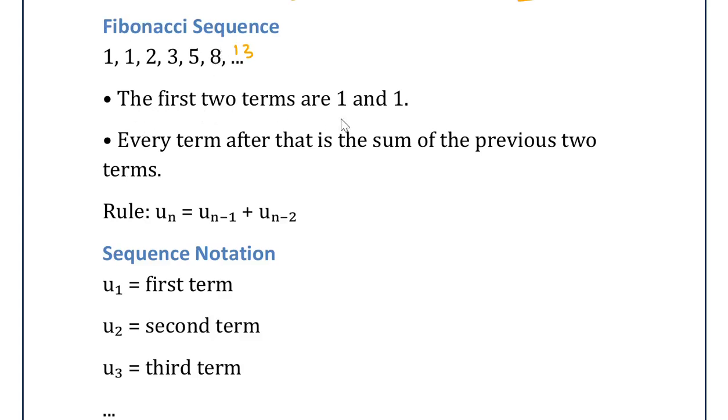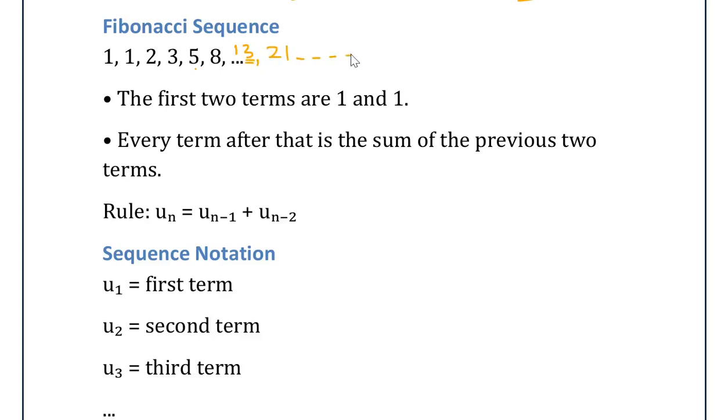So the first two terms are 1 and 1, correct? Every term after that is the sum of the previous two terms. That is very true. For you to get a term at a particular position, like how I got 13, I simply added the previous two terms, that is 5 plus 8, 13. And for me to get the next term here, I need to add the previous two terms, that is 8 plus 13, and they give me 21.